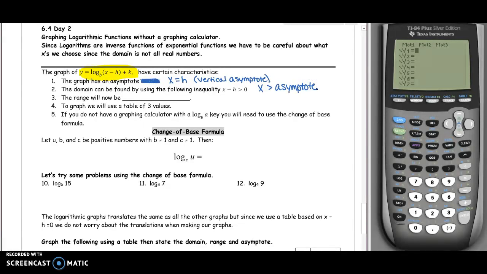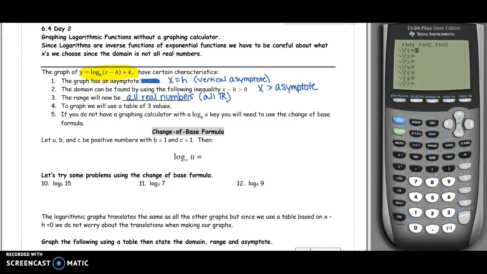The only time your domain really changes is if you have a horizontal reflection. If you reflect over the y-axis, that would make it x's less than. But as long as there's no crazy reflections, your domain is x is greater than your asymptote. The range will now be all real numbers. We use the word all, and then a capital R with a double stem represents the words real numbers.